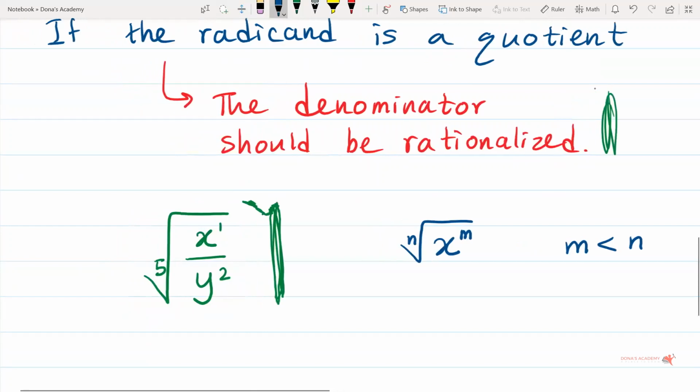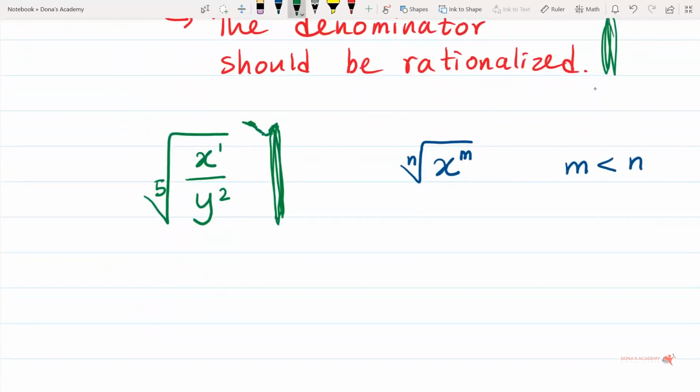Okay, so here in this example, indeed we can split this in this way using the laws, right? So you can see that this exponent is smaller than this index, right? In that case, we say that if the bottom, or the denominator, contains such a term, the denominator is not rationalized. So how do we get rid of that? How do we rationalize the denominator in that case?